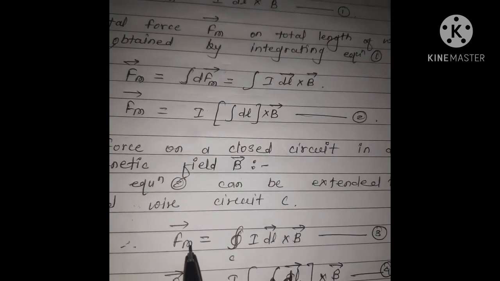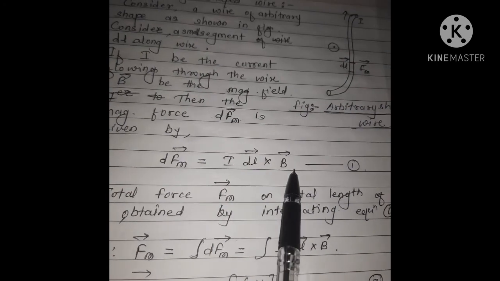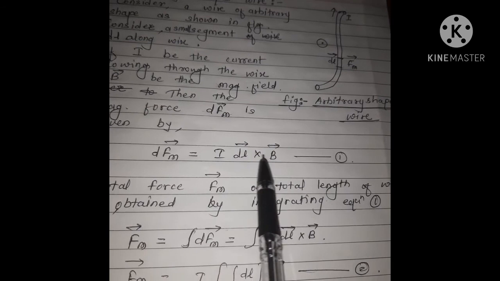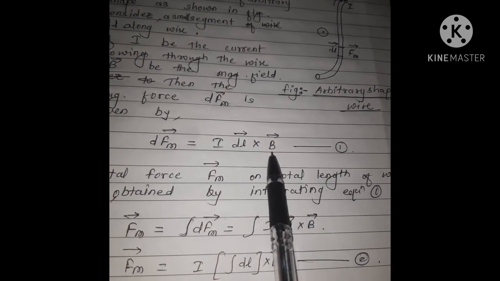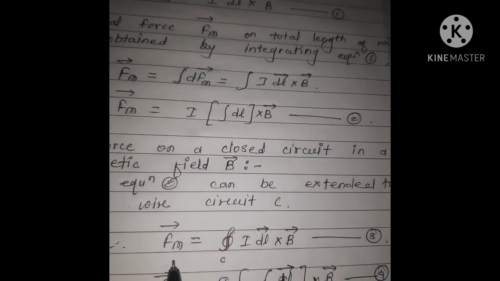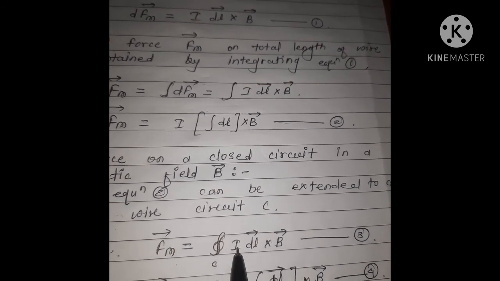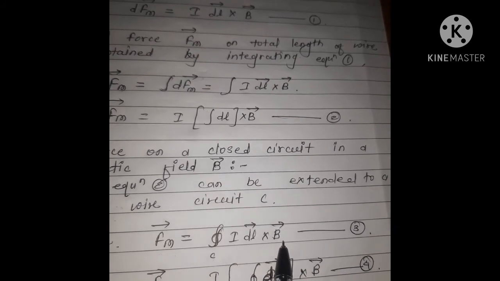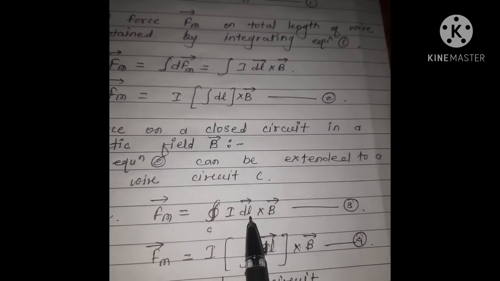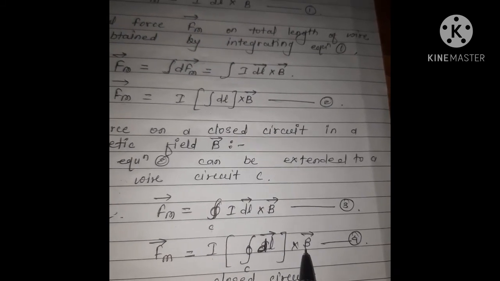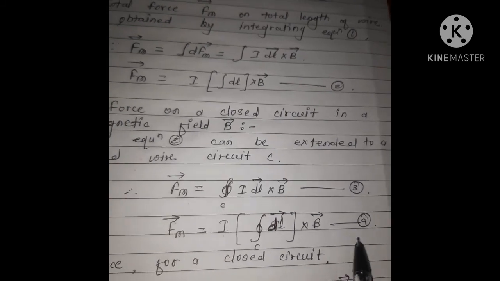To calculate the total force on the closed circuit, we have to integrate the same equation 1. We have to take the closed integration over equation 1. So we get the total force Fm equal to the closed integration of I vector dl cross vector B. Here also we take the constant terms outside the integration. So I and B are constant, so they are taken outside the closed integration.